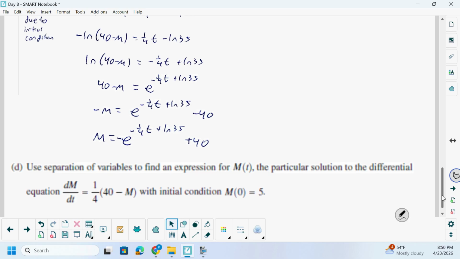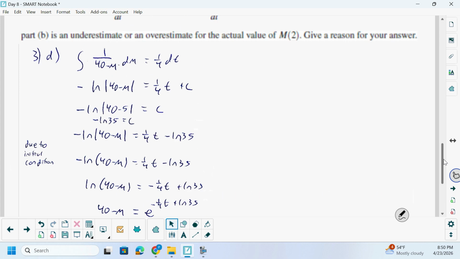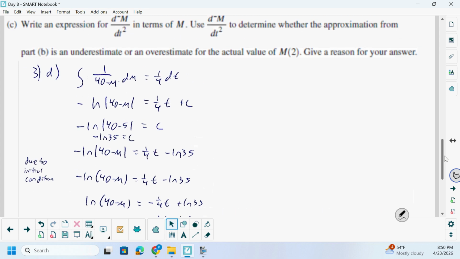We've seen recently in class one like this. We want separation of variables. So get your m stuff on the left, get your t stuff on the right, do your antiderivative and sub in your point. So I divided the 40 minus m over. I multiplied the dt over.